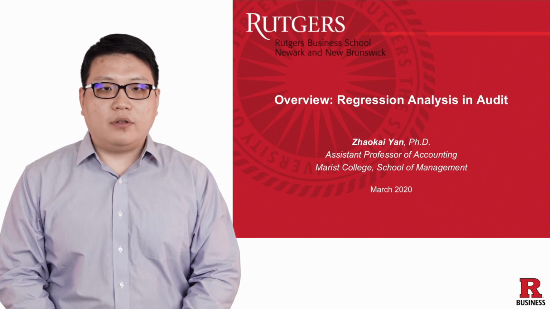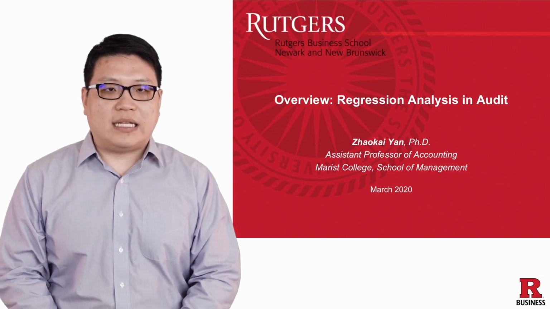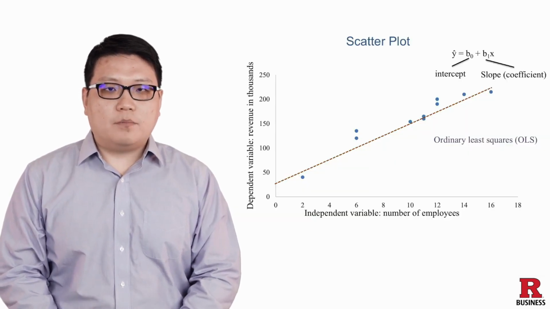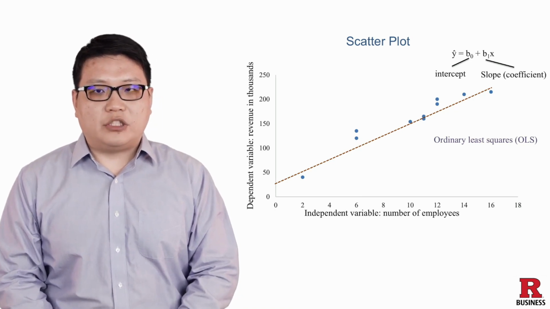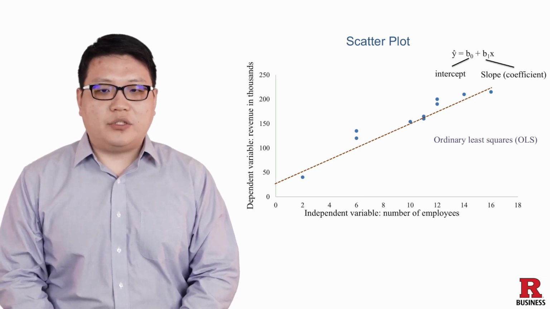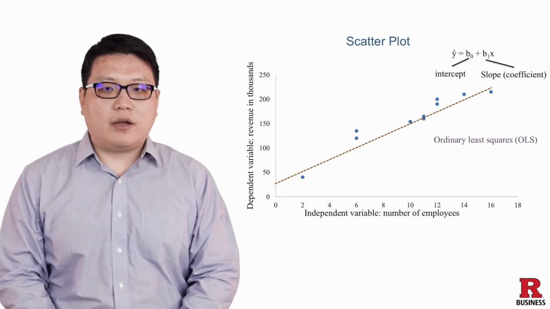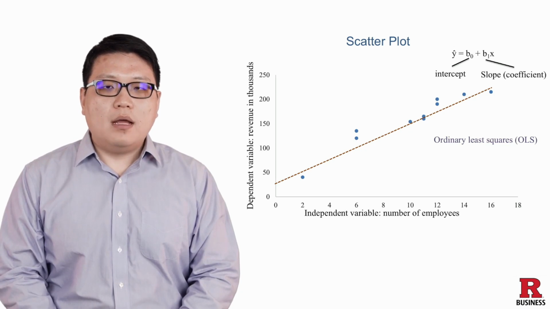So today I'm going to give you an overview of the regression analysis in audit. Basically, in regression, the main goal is to find a line that goes through all these data points, so that the regression line can best describe the relation between the independent variable x and the dependent variable y.